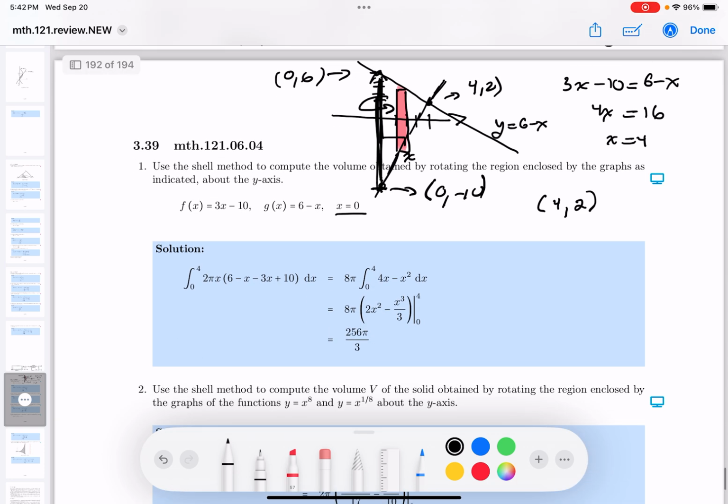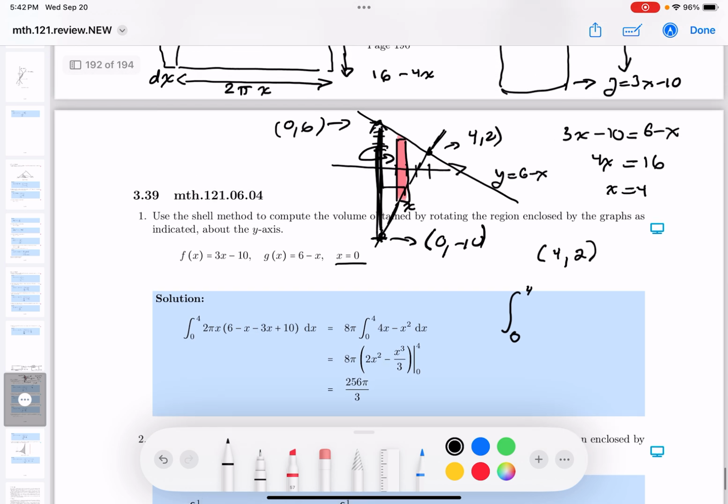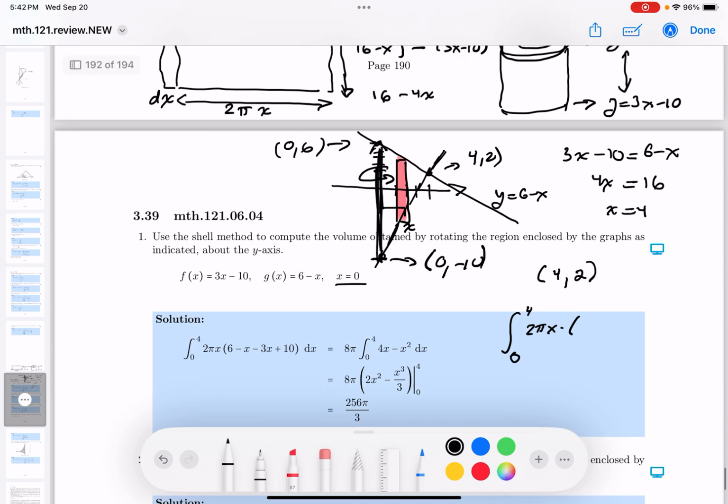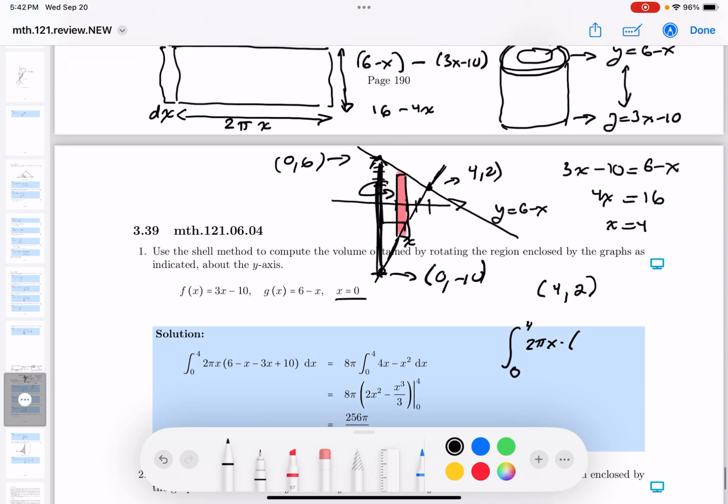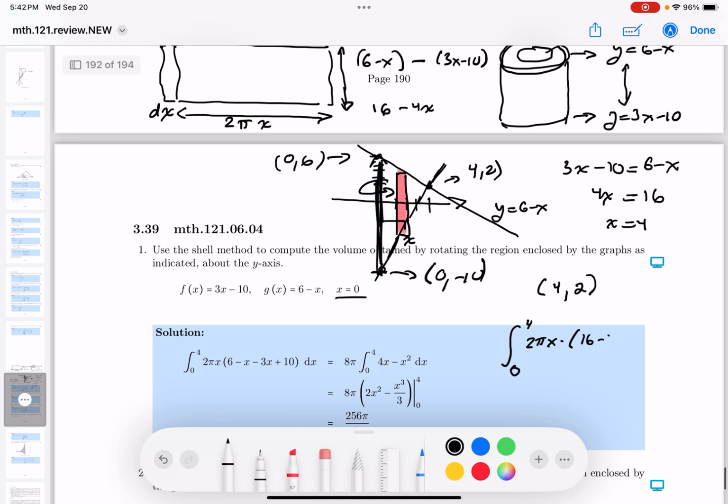I'll put this over here. I'm starting at 0, and I'm going to move up to that value in x, which is 4. Let me take a look at it. I'm going to say 2 pi x times, well, here goes the tough part, that 16 minus 4x now. That's dx. I'm looking at that.